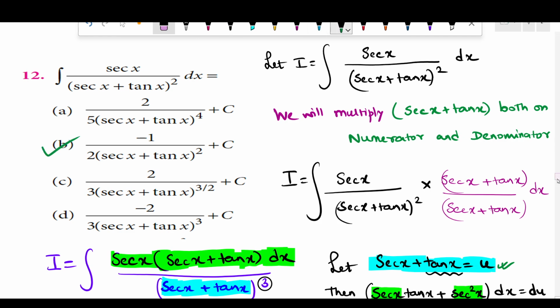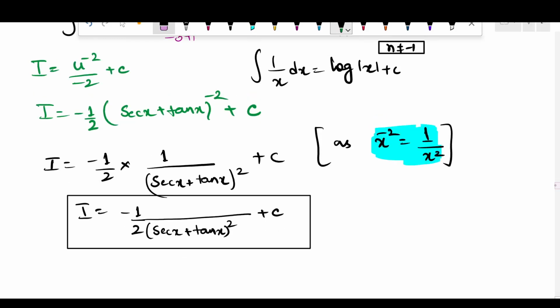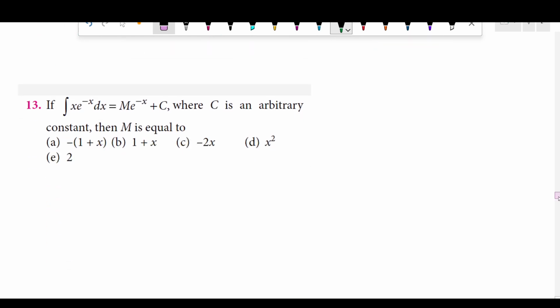If you have attempted this and got the right answer, then that's great from your side.